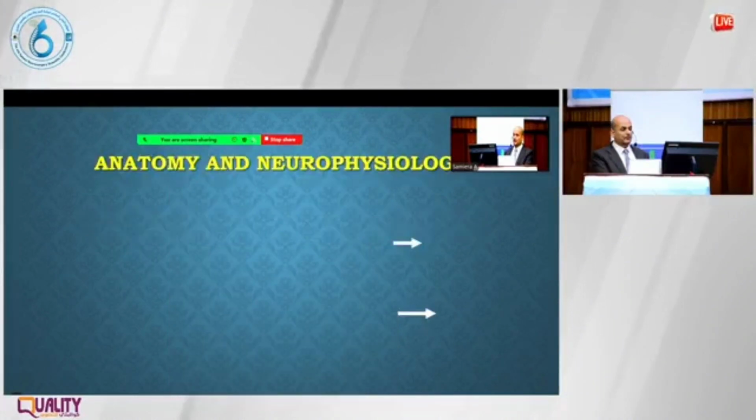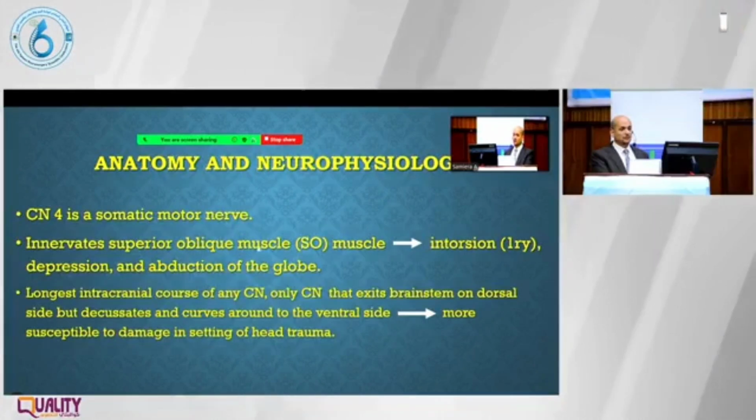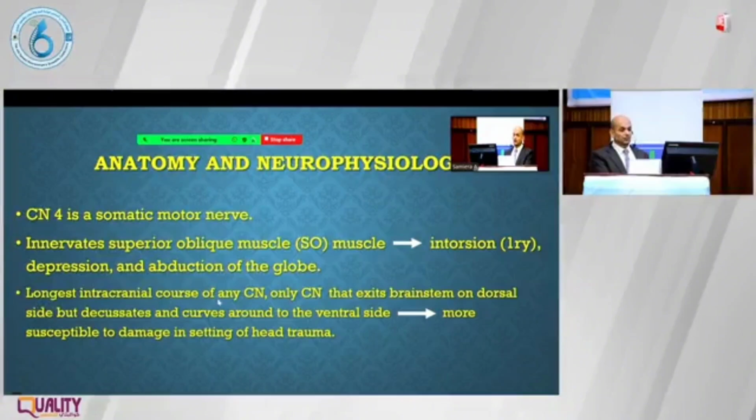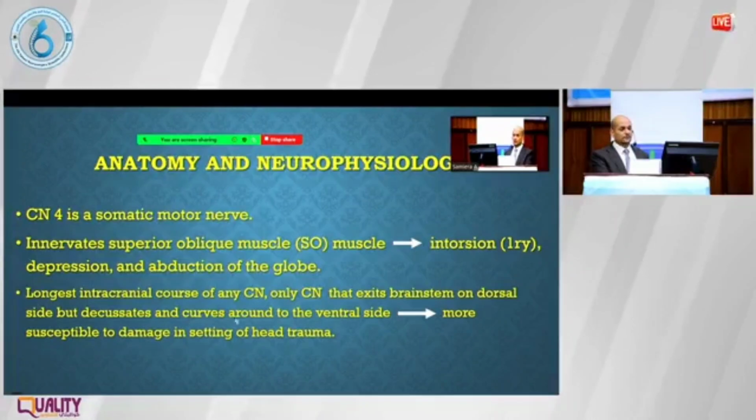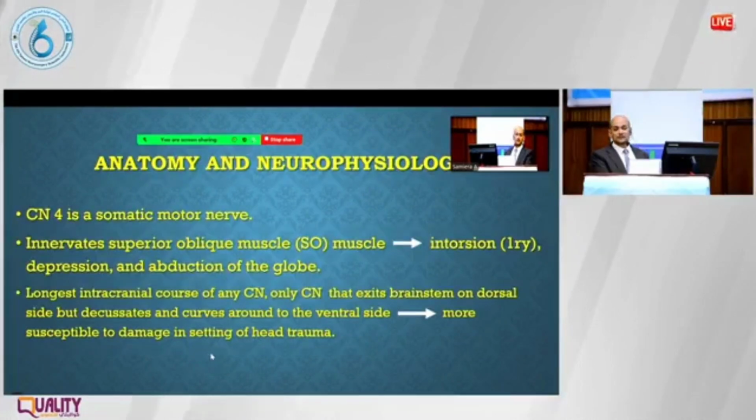Coming to the trochlear nerve. As we all know, it is a somatic motor nerve that innervates only the superior oblique muscle, and it has the longest intracranial course of any cranial nerve. It is the only cranial nerve that exits the brainstem on the dorsal side, but decussates and curves around the ventral side. And it is more susceptible to damage in the setting of head trauma.